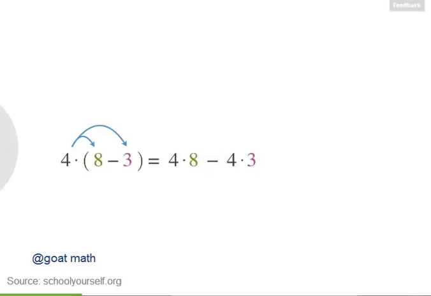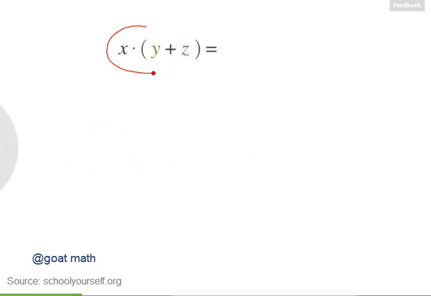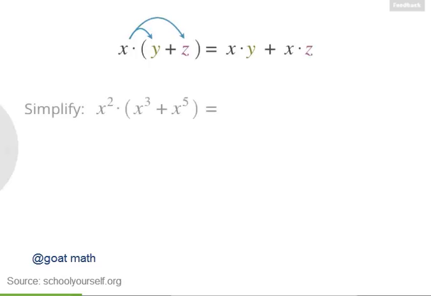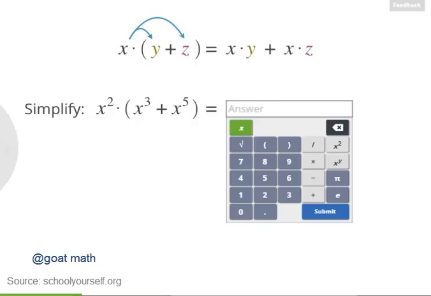Now the distributive law also works when you have variables instead of numbers. So for example, if you have x times y plus z in parentheses, you can distribute the x, and this equals x times y plus x times z. So try using the distributive law to simplify this expression, x squared times x cubed plus x to the fifth in parentheses. So there should be no parentheses in your final answer.